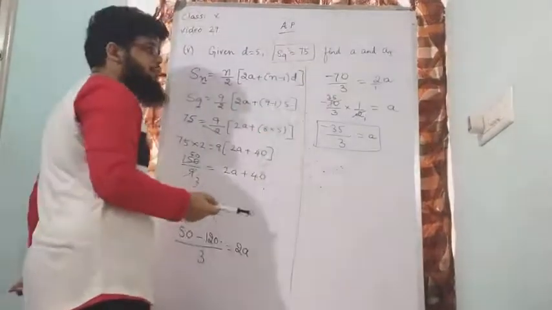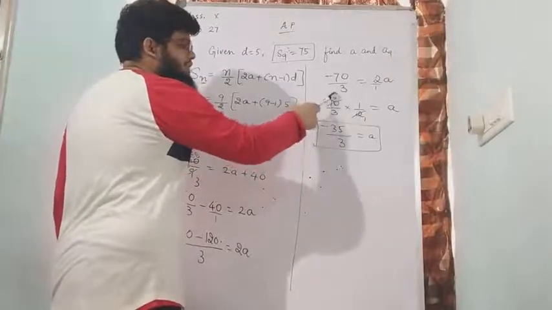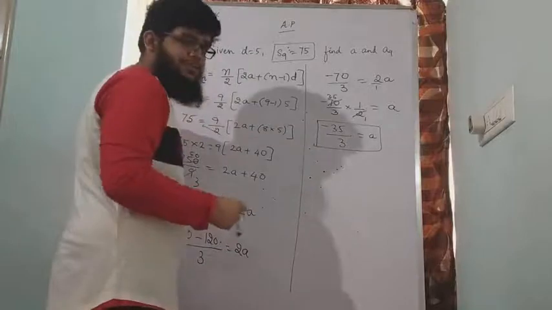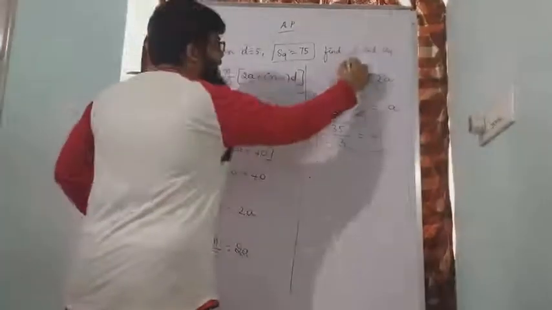We have learned that in many problems. 2 1s are 2, 2 35s are 70. So 35 1s are 35, 3 1s are 3 with minus sign. So the value of A is minus 35 by 3. So A we have completed.